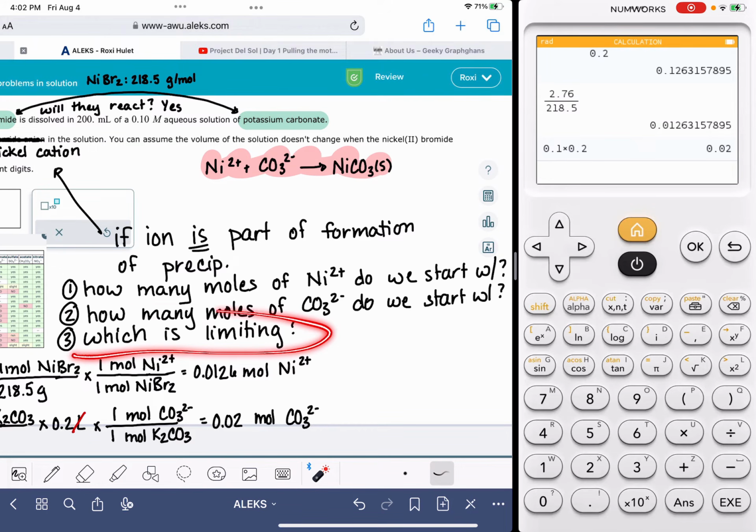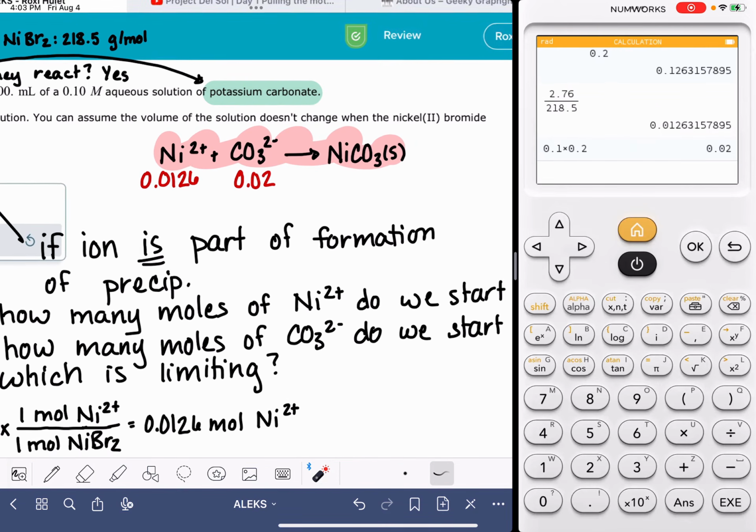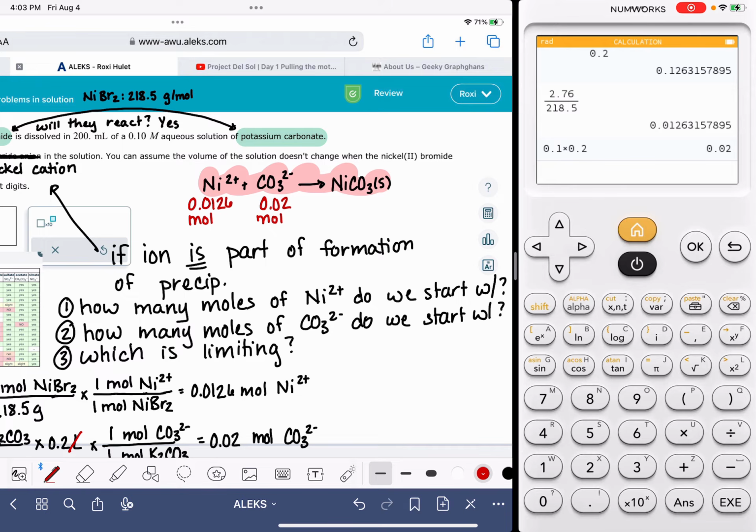We need to figure out which of these two ions is limiting. We know that we have 0.0126 moles of the nickel and we have 0.02 moles of the carbonate. We can see from this equation that they react in a 1-to-1 ratio. That's not always going to be the case, but in this particular one it is. So we're looking for the reactant that's going to get used up first. The reactant that gets used up first is the one that we have the smallest quantity of because this is a 1-to-1 reaction. So my nickel is the limiting reactant. I'm just going to make a note of that.